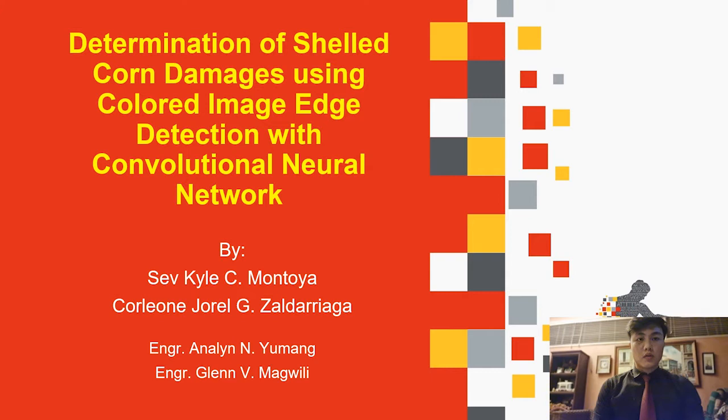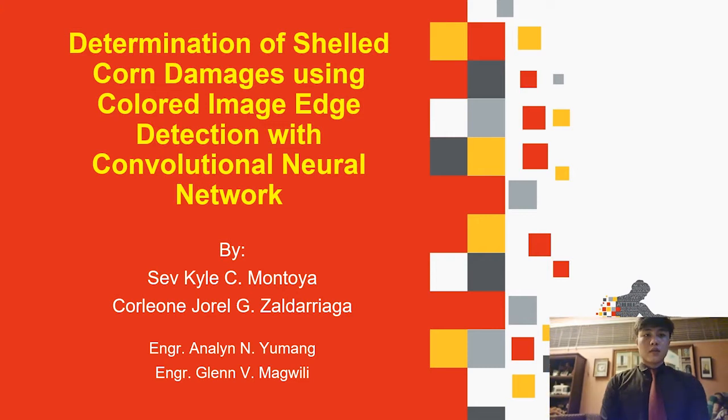Me and my groupmates CORLEONE and JOREL ZALDARRIAGA will be discussing our study, which is entitled Determination of Shelled Corn Damages using Colored Image Edge Detection with Convolutional Neural Network. Now this video presentation was made in fulfillment of the requirements of our course COE 200-2L for the third quarter of school year 2019-2020.